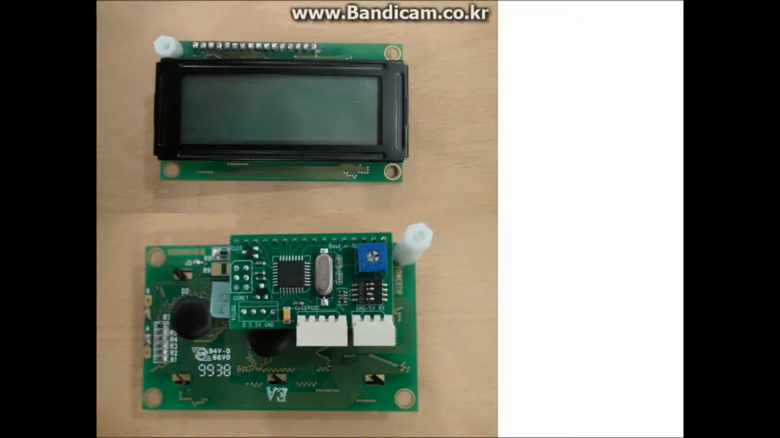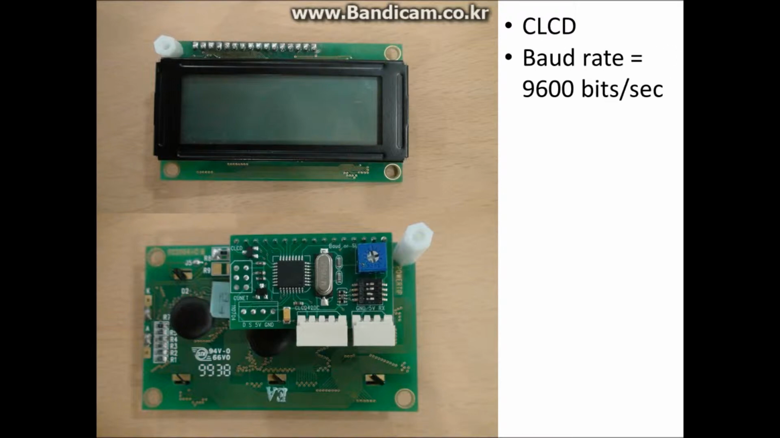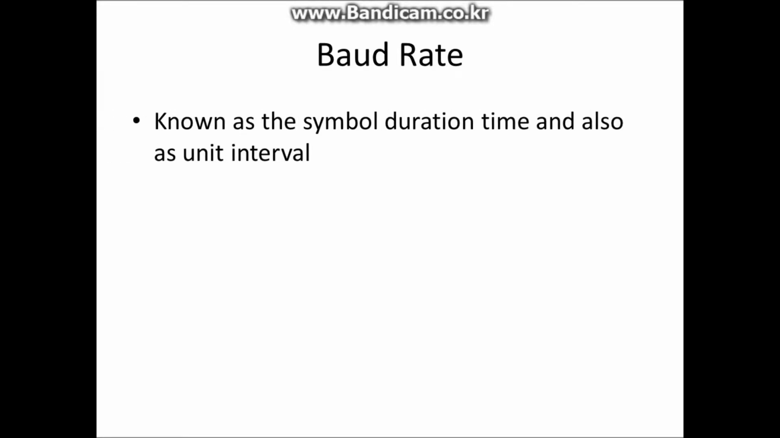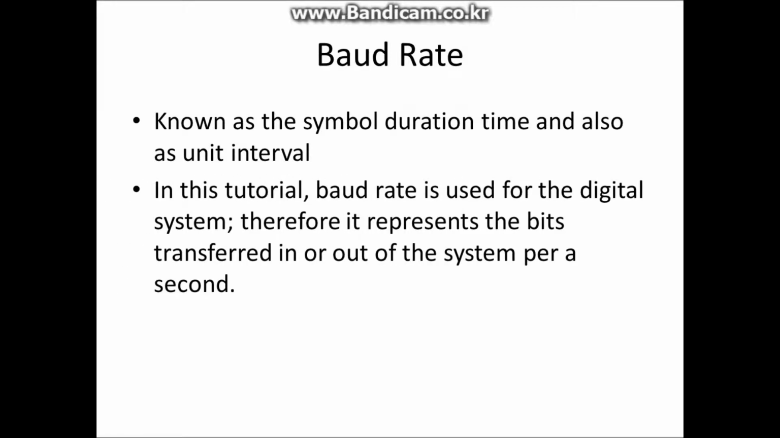The LCD display that we will use in this tutorial is CLCD, and its baud rate is 9600 bits per second. Baud rate is known as the symbol duration time and also as unit interval. In this tutorial, baud rate is used for the digital system, therefore it represents the bits transferred in or out of the system per second.